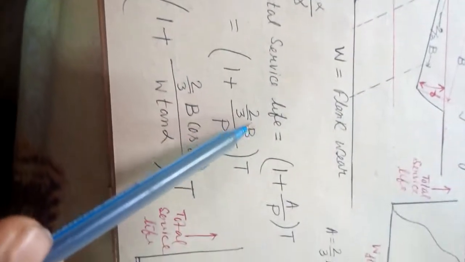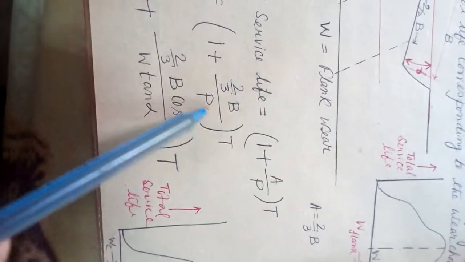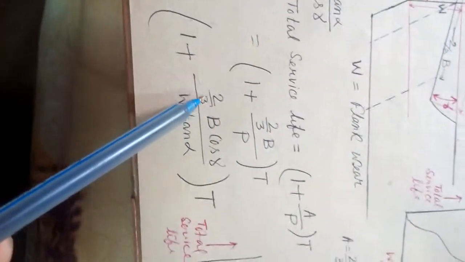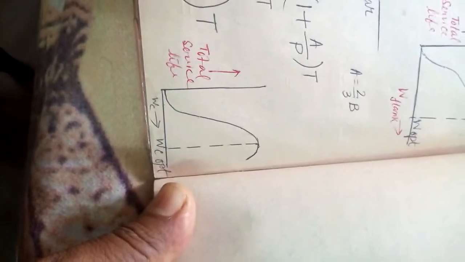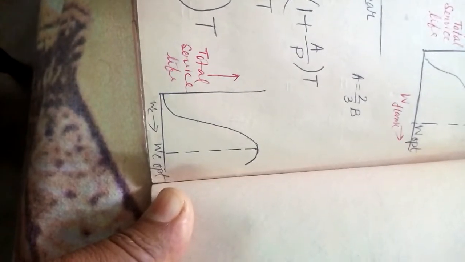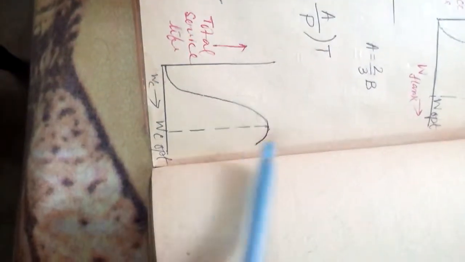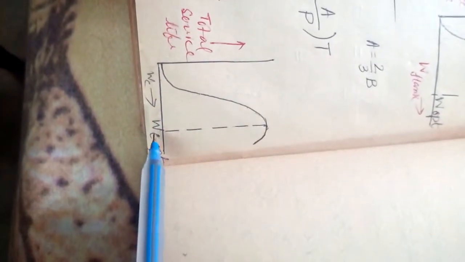Total service life is equal to 1 plus A by P into T. From that formula it is equal to 1 plus 2/3 B by P into T. Area is equal to 2/3 B. So 1 plus 2/3 B into cos alpha by W tan alpha into T. This is the optimum WC. This is for the crater wear. This is total service life.